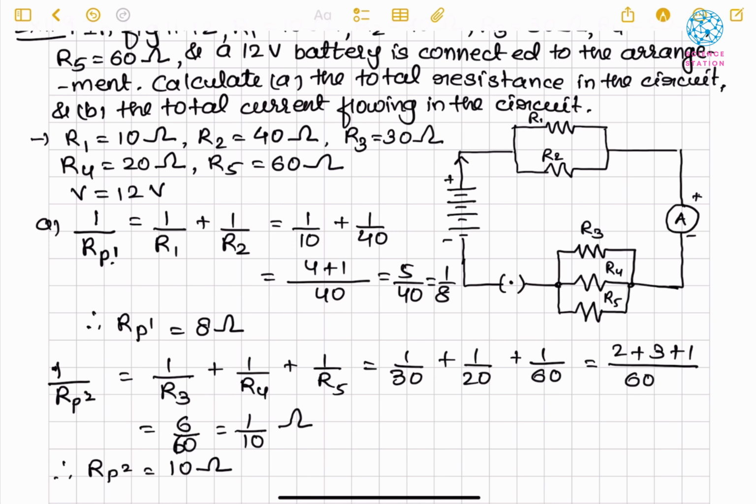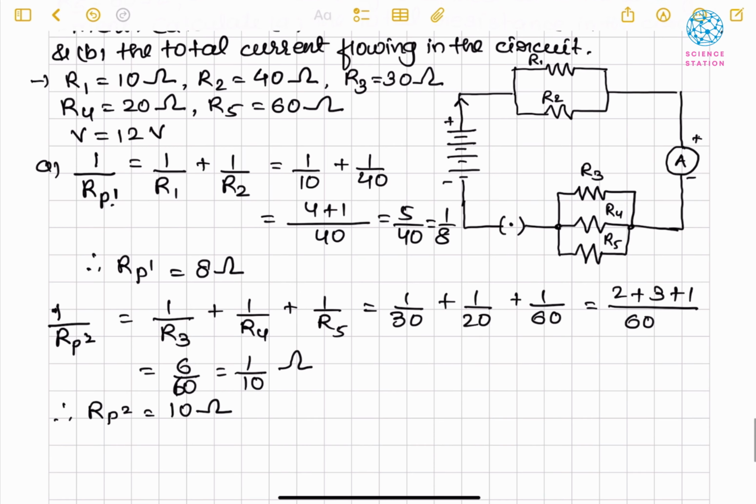Now he has asked me the total resistance in the circuit. So the total resistance RT will be Rp1 plus Rp2. So that is 8 plus 10. So that will be 18 ohms.